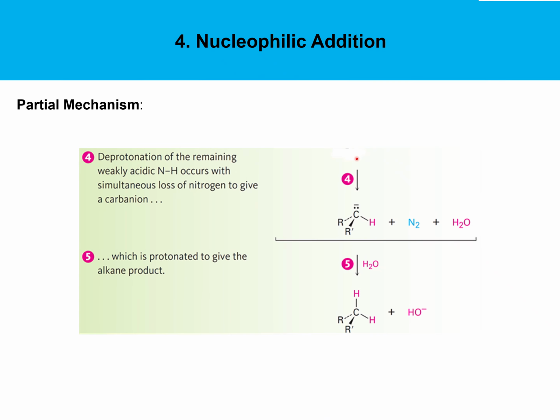In the last couple of steps of the mechanism, the nitrogen will be removed as N2 gas, and it results in a negative charge on the carbon. Addition of water will protonate the negative charge on the carbon, as shown here. So this carbon will pick up a proton from the water to add an extra hydrogen there, and overall we have turned the ketone into an alkane.